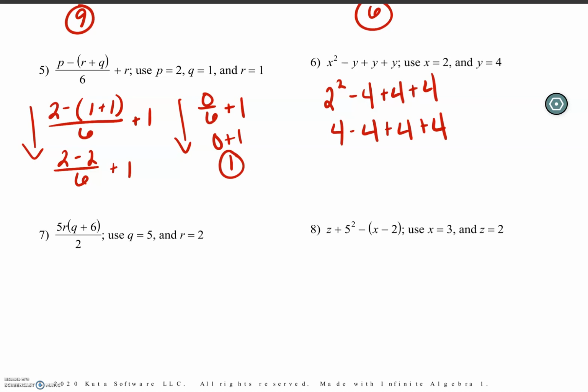Let's work left to right. 4 minus 4 would be 0, plus 4 plus 4. 0 plus 4 is 4, plus 4, and then 4 plus 4 would be 8. That would be our final answer.